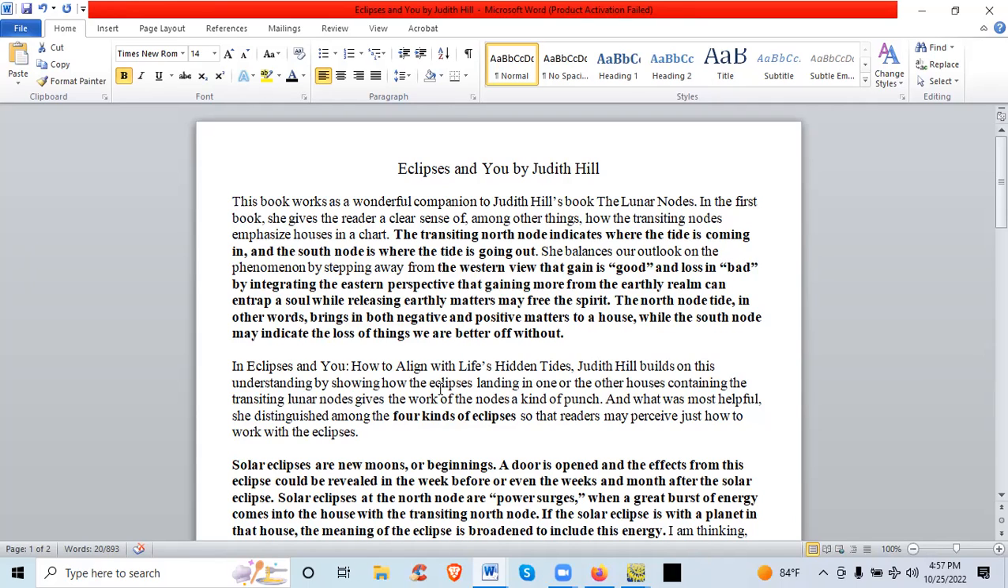All right, what else? She has one more thing I found in here that was pretty cool. I have so much highlighted in her whole book. Okay, anyway, there's another thing. The transiting north node indicates where the tide is coming in, and the south node is where the tide is going out. Also, Judith makes a good point. It's not always that north node is good, south node is bad. That's kind of the Western view, because material is gained more at the north node, but the south node is where you can get rid of things on a spiritual level that you don't need. So it's important to understand where that's at.